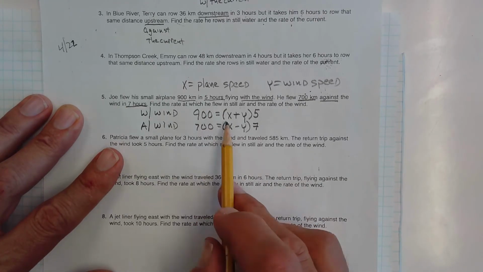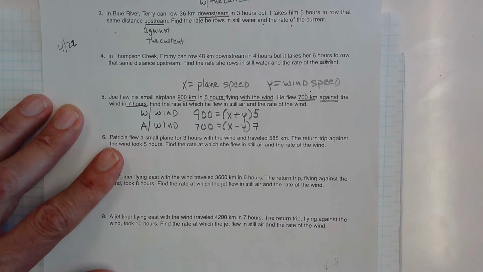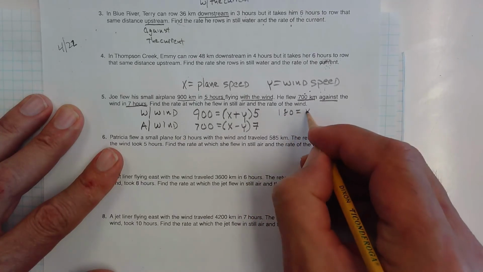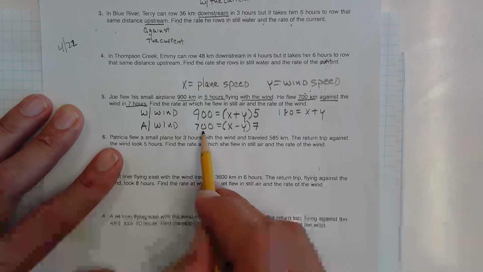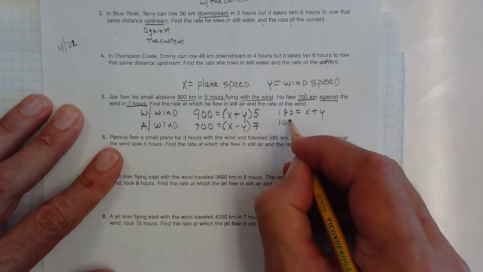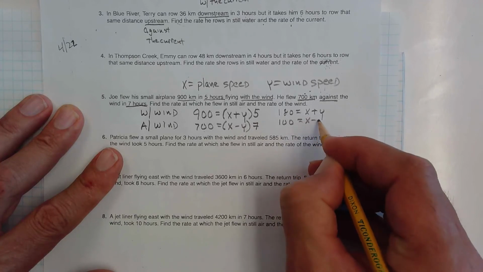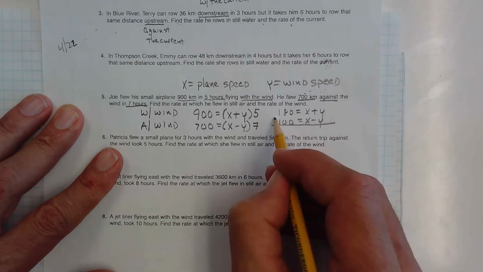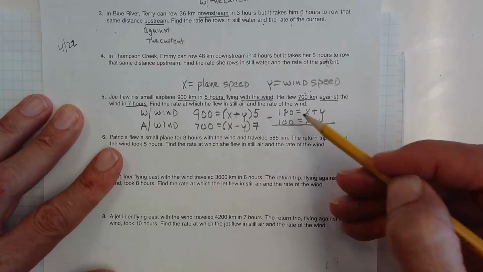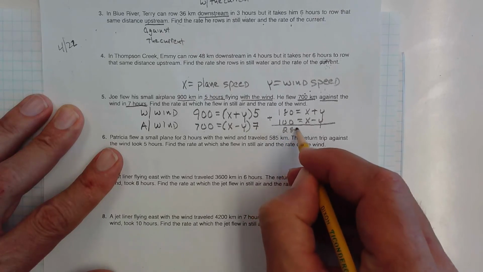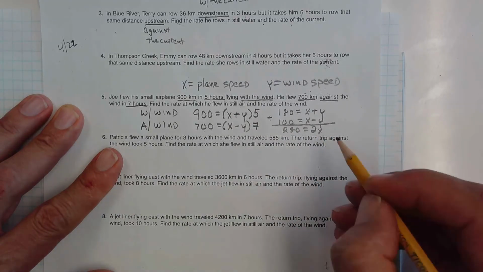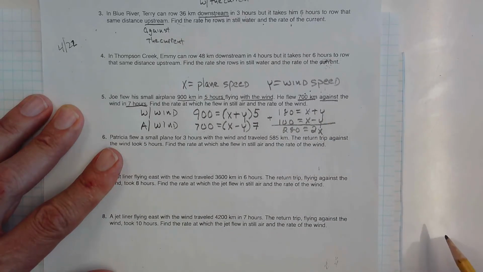Now, like we did on the rowing one, we're going to take the distance and we're going to divide it by the time. So 900 divided by 5 is 180. And now that equals x plus y. Then 700 divided by 7 is 100, and that equals x minus y. And then we use the elimination method, add vertically. 180 plus 100 is 280. X plus x is 2x. And then the y's disappear.